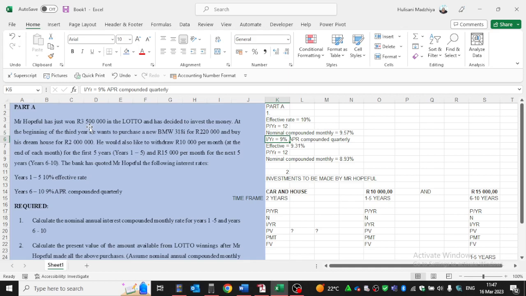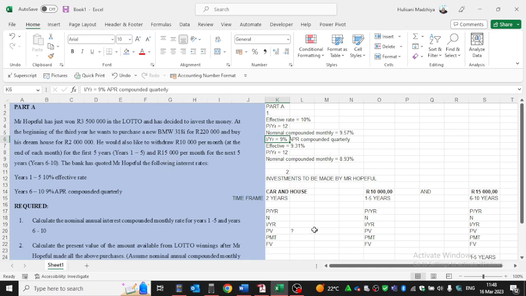So once he invests that money, he will be left with something, because what he wants to invest for is to be able to buy a BMW and a house at the beginning of the third year, for 2,220,000 combined together. And then he wants to be able to withdraw 10,000 at the end of each month for year 1 to the 5th. And then from the 6th to the 10th he wants to be able to withdraw 15,000.